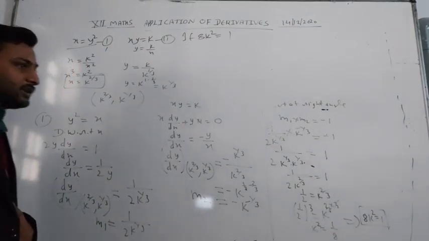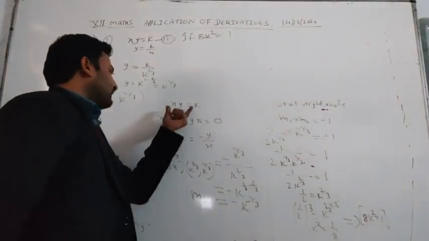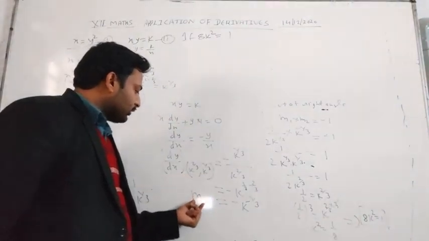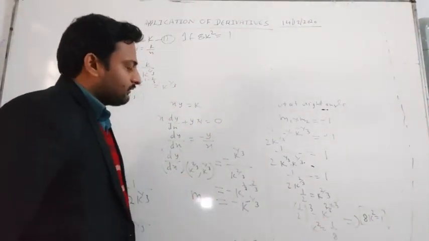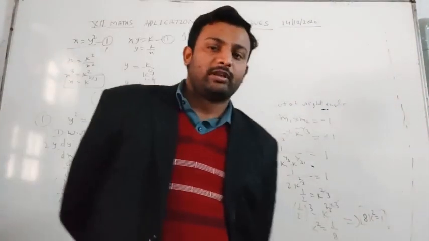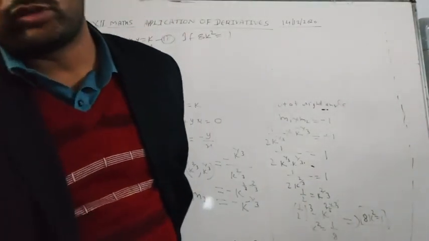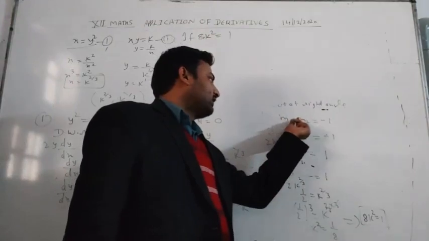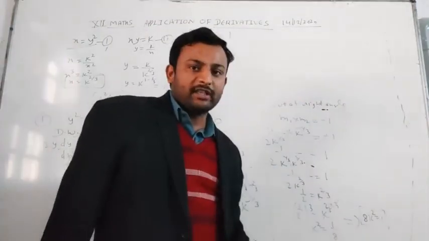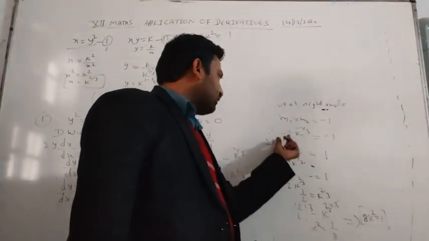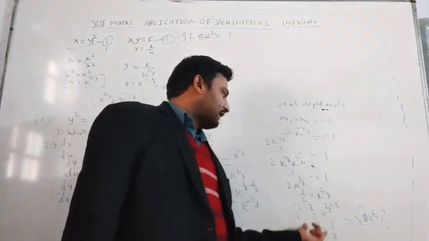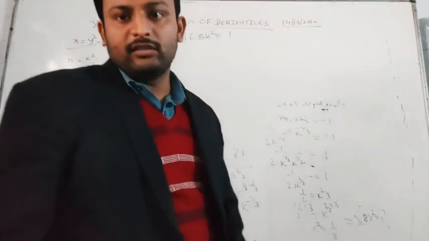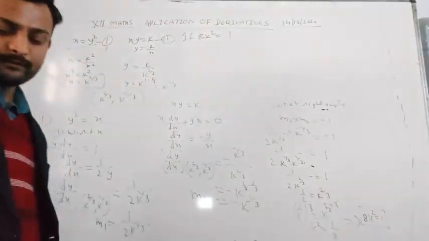Now our second curve is xy equals k. Differentiate this again. At that point, we are taking the slope m2 as minus k to the power minus 1 by 3. But it is given in the question that both curves cut at right angles. It means that the product of the slopes will be equal to minus 1. Then we put the values of m1 and m2 here, and when we solve it, we get 8k square is 1 after calculation.